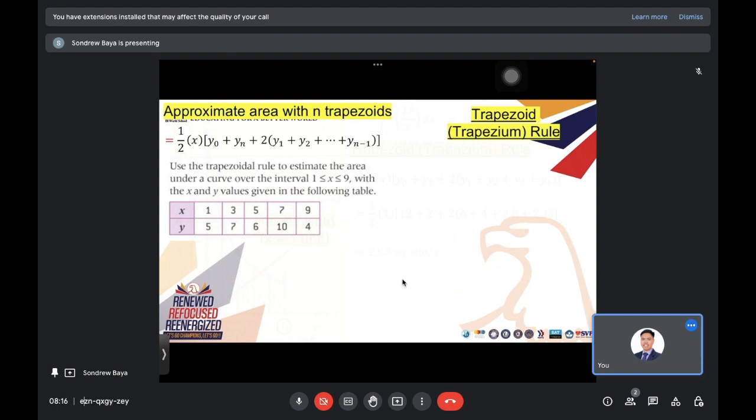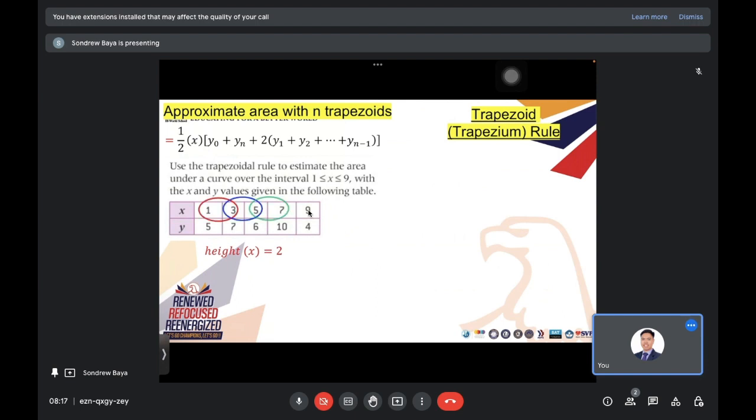All right. So again, first we need to find the width, or let's say the height of the trapezoid. The height of the trapezoid is actually based on the x, how far one x value is from the next. So we can see here that the height, delta x, is just equal to 2. So 1 going to 3, 3 going to 5, 5 going to 7, 7 going to 9. It's a matter of 2 units. All right. Now, next.